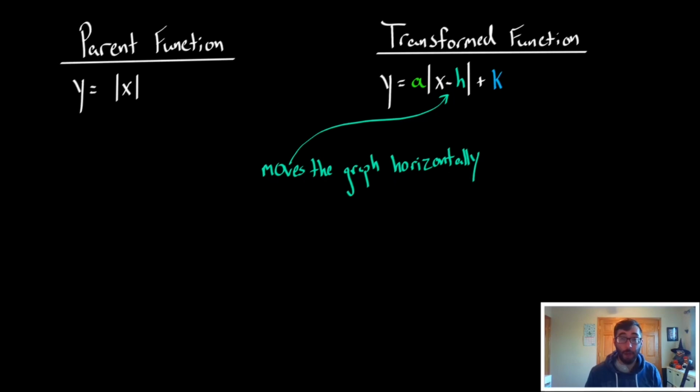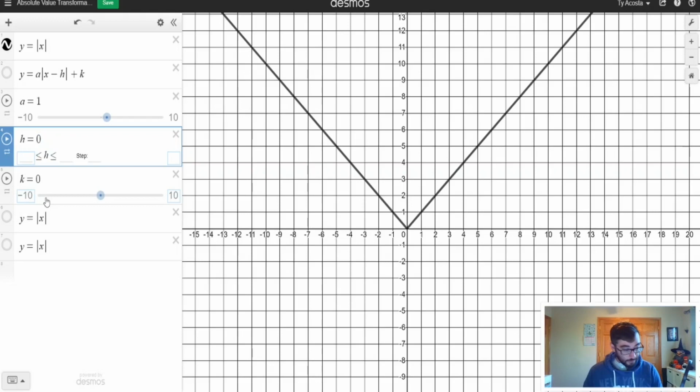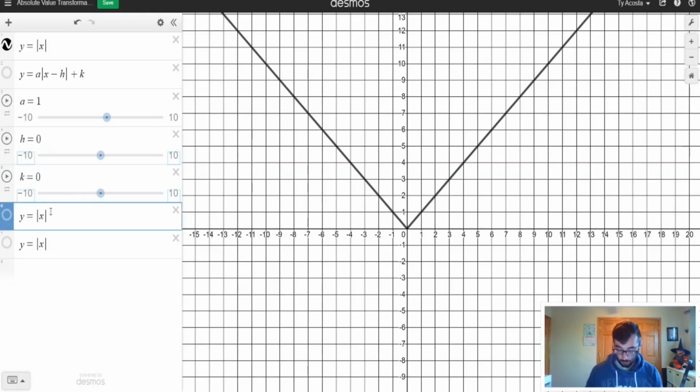So that moves the graph horizontally, but we need to be able to determine which way it is going to move. Is it going to move left or is it going to move right? So let's take a look at that. Let's go back to our graph real quick. Now, let me get rid of this one real fast. We need to be able to determine if it's going to move right or left. So I'm going to create two new absolute value functions. We have x plus 2 inside the absolute value, and we have x minus 5 inside the absolute value.